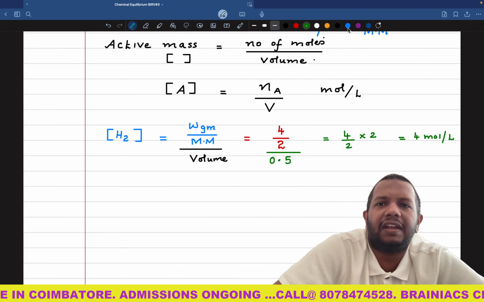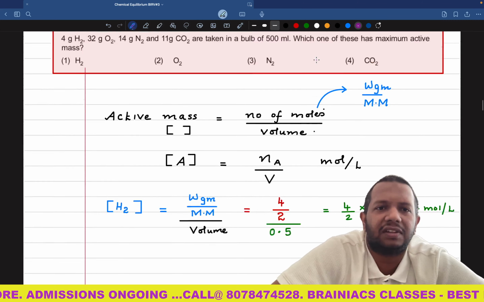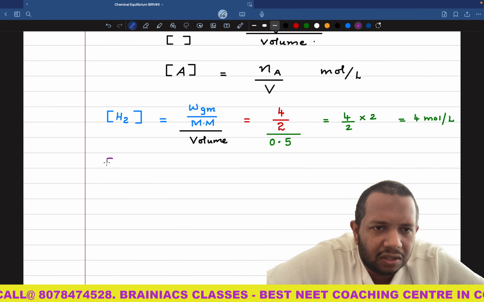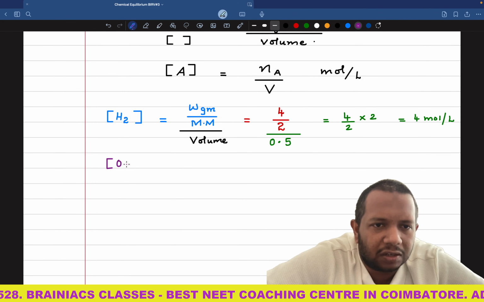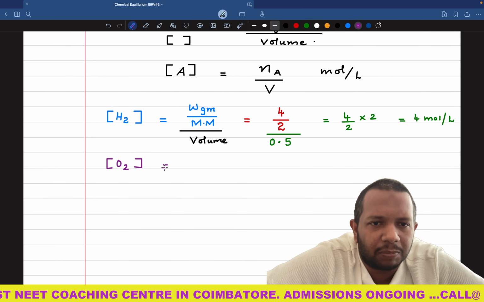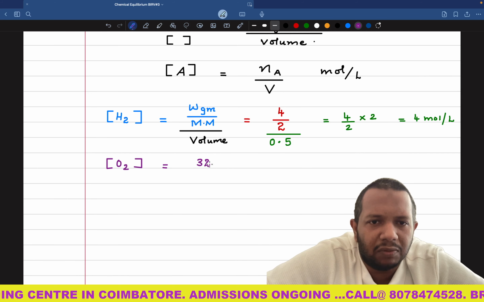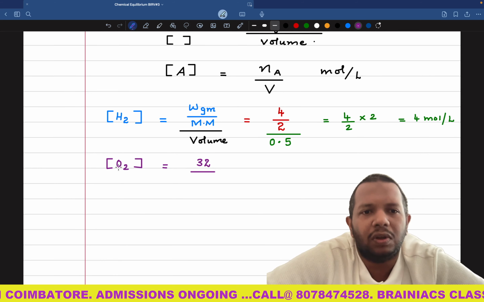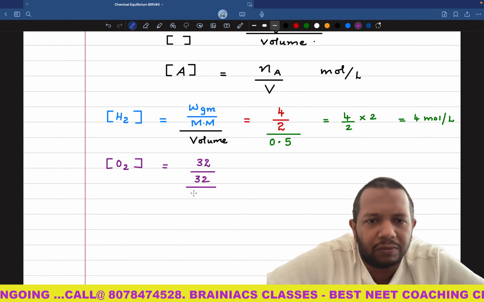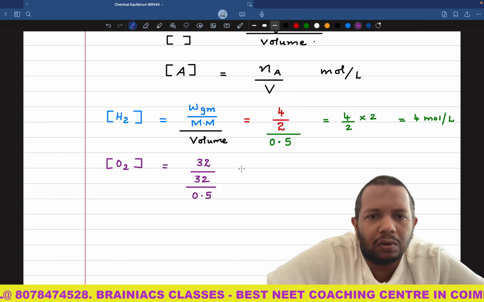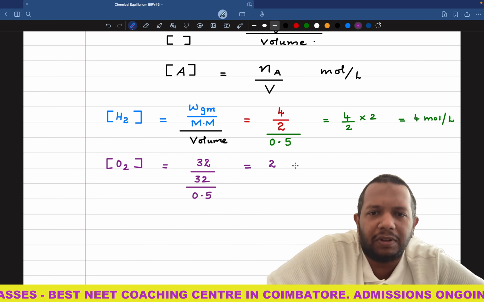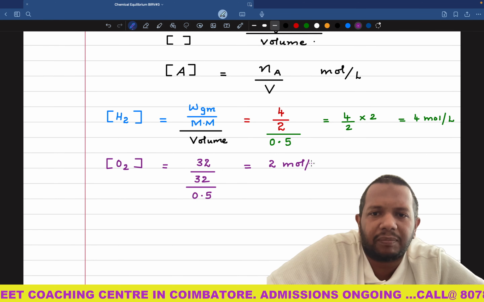Now similarly you can find out the active mass of the other ones. What is the next? Next is 32 gram oxygen. Let's try to do that a little fast. So the active mass of O2: 32 gram, I am not repeating the formula. So 32 divided by the molar mass of O2. What is the molar mass of O2? 16 into 2, that is 32. So 32 by 32 divided by 0.5. It cancels out and this will become 1 by 2, so 2 will come in the numerator. So that is 2 mole per liter.